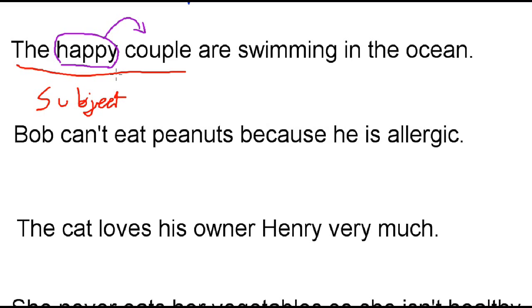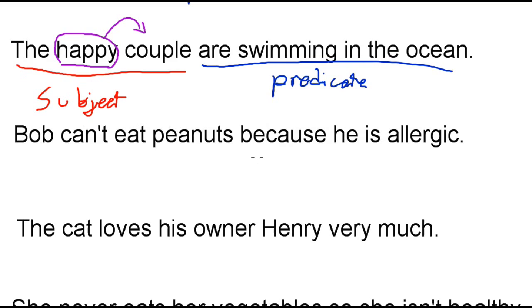The happy couple are swimming in the ocean. So swimming in the ocean is talking about the happy couple. And that is the predicate. All right, what about the next one?